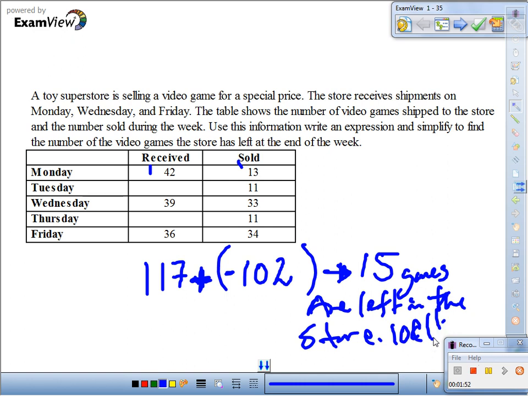10Q. Hands if you got that. Okay. Number 2.